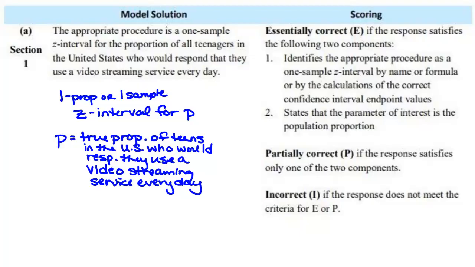Identifies the appropriate procedure as a 1-sample Z interval by name or formula or by the calculations of the correct confidence interval endpoint values. And then you need to state that the parameter of interest is the population proportion. So these 2 pieces would get you full credit on Section 1.